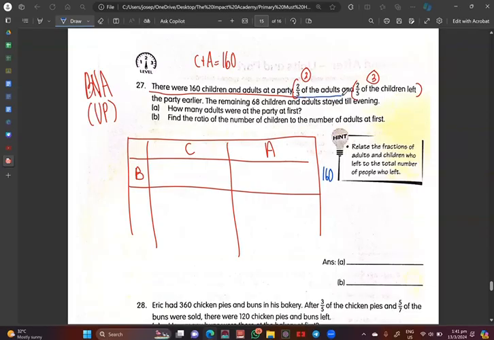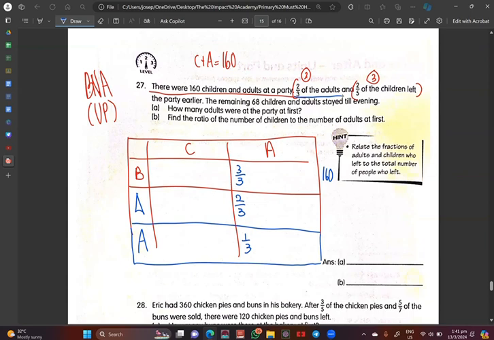2/3 of the adults. So I know that 2/3 of the adults left. So I'm just going to put 2/3 over here. And if I know that 2/3 left, isn't it true that they have 3/3 at first? Isn't it true that my after has to be 1/3? Okay, so these are some of the things that you want to write down first. And we are going to do the same thing for children. 2/5 left, starting is 5/5. 3/5 is in the end.